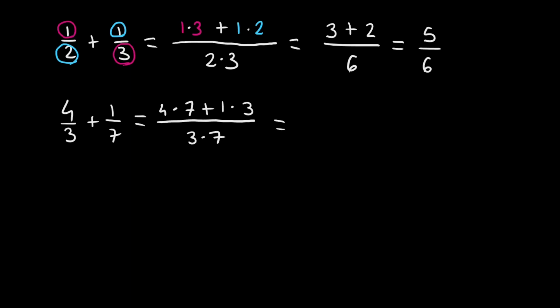And so 4 times 7 is 28, 3 times 1 is 3, and 3 times 7 is 21. Now 28 plus 3 is 31, and the denominator is 21. So 31 over 21 is the solution.